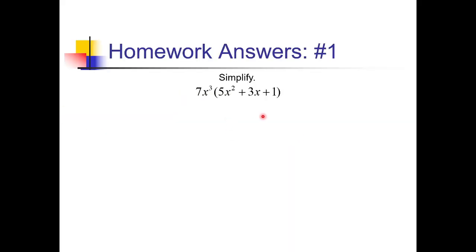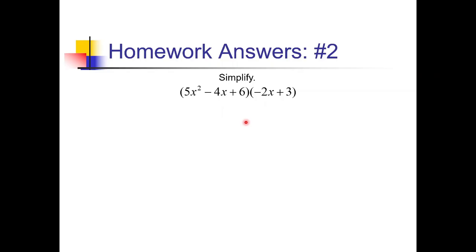For this first problem, we just need to distribute 7x cubed to each of the terms in the parentheses. So 7x cubed times 5x squared is going to be 35x to the, we're going to add the exponents, so x to the fifth. And then we have 7x cubed times 3x, that's going to be 21x to the fourth, because we have 3 plus 1. And then 7x cubed times 1 is just 7x cubed. There are no like terms to combine at the end, so this is done.